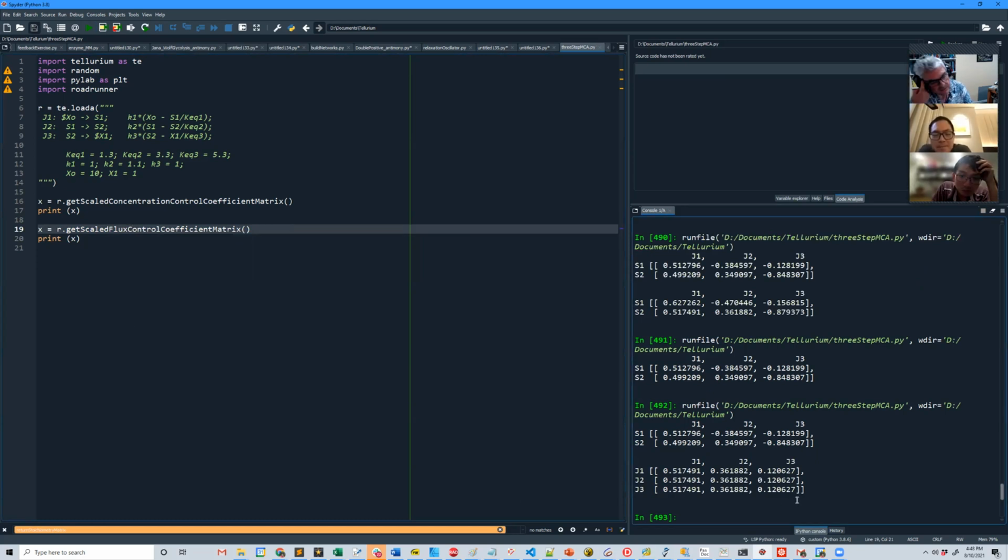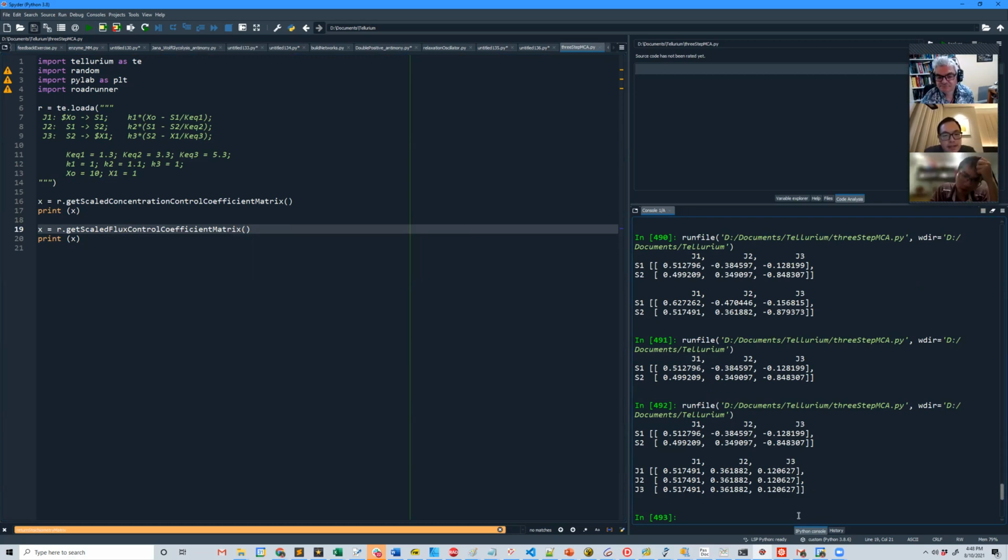Okay, now it's interesting here. You see all the rows are identical. That's because each of these fluxes, J1, J2, J3, are all the same in a straight chain. All the fluxes are the same. That's what I say. So they all respond the same way. So that's why all the rows are identical.